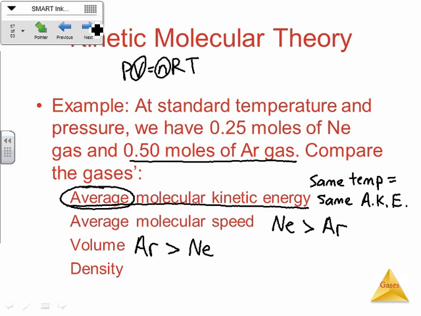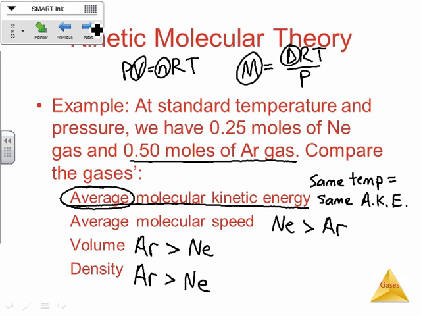And again, because argon has a higher molar mass than neon, it's going to have a higher density. So argon is greater than neon. And again, if you're unsure about that one, you could think about the equation that we have, okay? That relates molar mass and density.